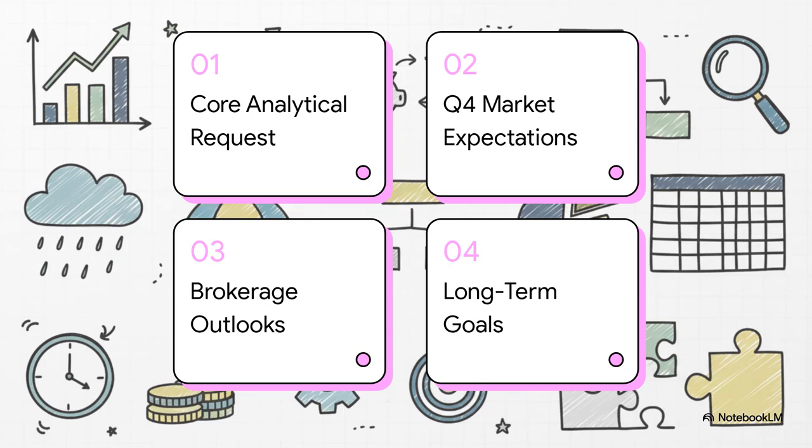To make sense of all this, here's our roadmap. First, the core analytical request. Second, Q4 market expectations. Third, brokerage outlooks and graphics. And finally, long-term bank goals.